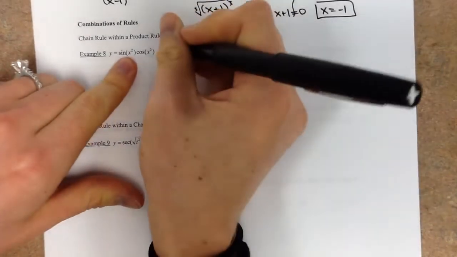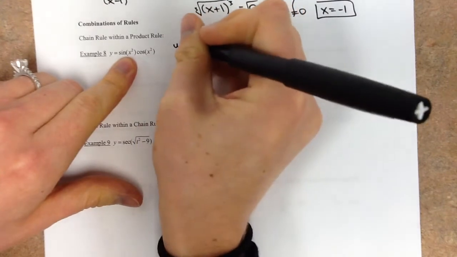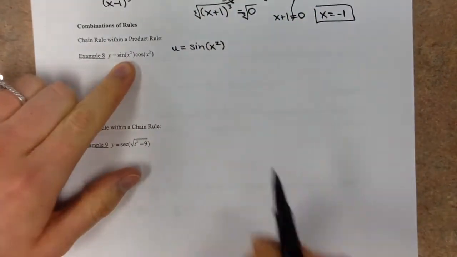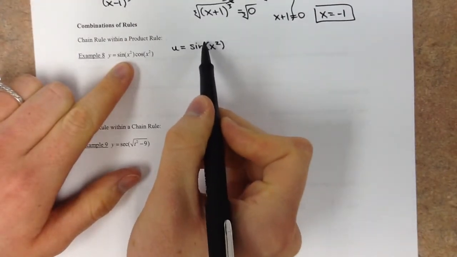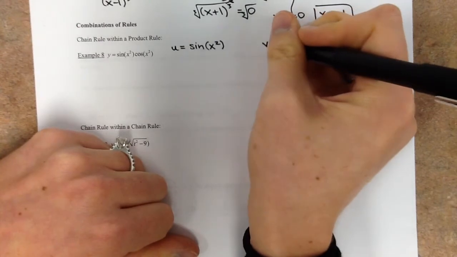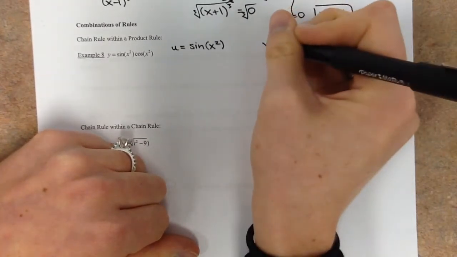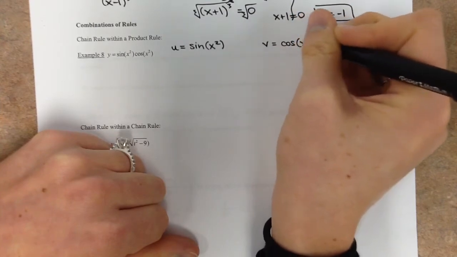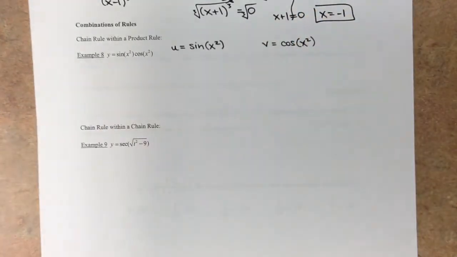So our original function u is sine of x squared. Now notice that this is different from sine squared. That's actually why they put the squared in here, so that you don't confuse it with that function. And then v is the cosine of x squared. Okay, so those are our original functions.